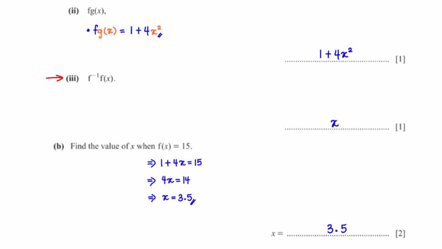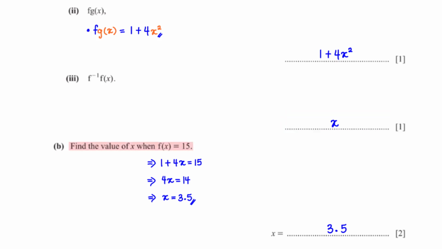Find f inverse of f of x. Whenever we are finding the inverse function of the same function as in this case, the result will be whatever is in the bracket, and for this case, this is x.